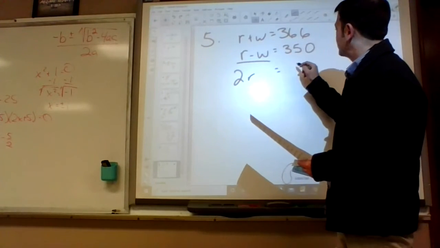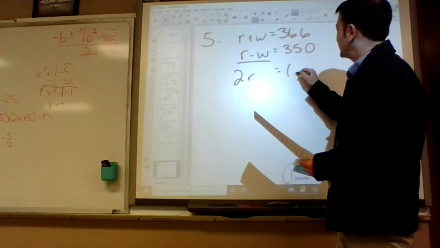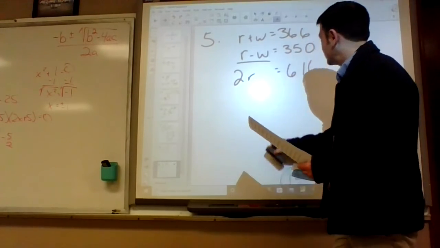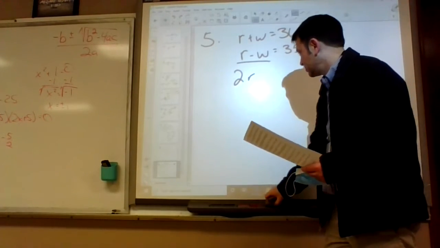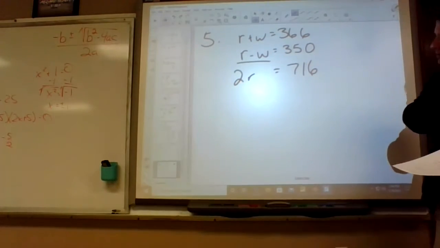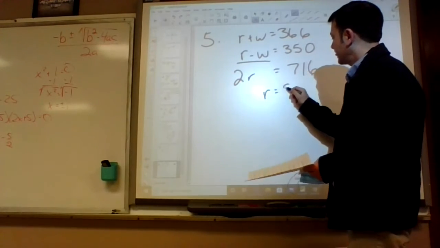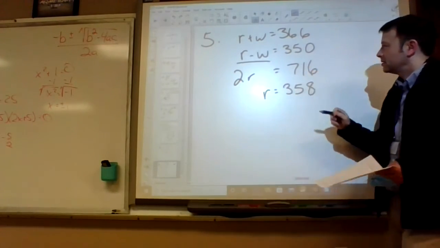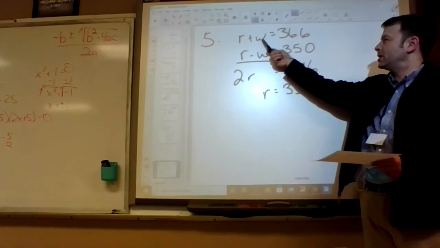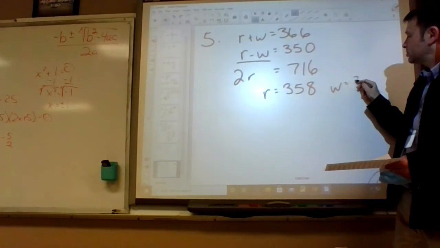2R equals, what was it? I said 5 or 6, but I think it's 716. Yeah, that was wrong. 716 divided by 2 is 358. So 358 plus what equals 366? 8.